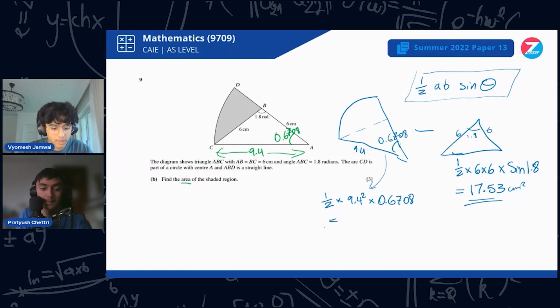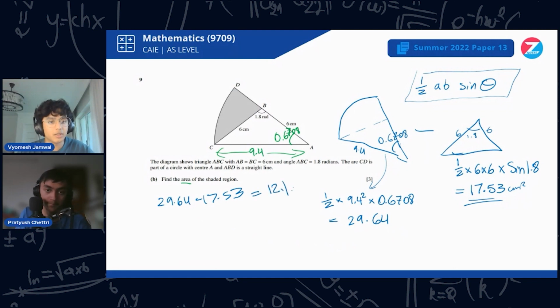That's going to give us 29.64. And then what we have to do is just basically subtract these both values, right? So it's going to be 29.64 minus 17.53. That would give us a value of 12.1 for the area of the shaded region.